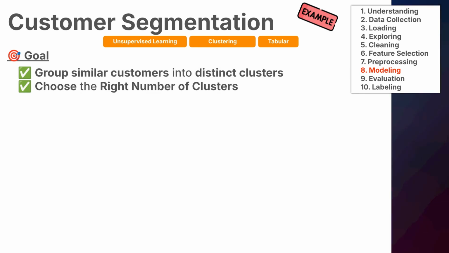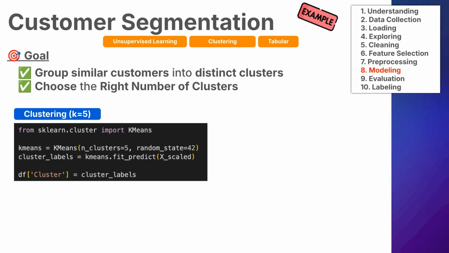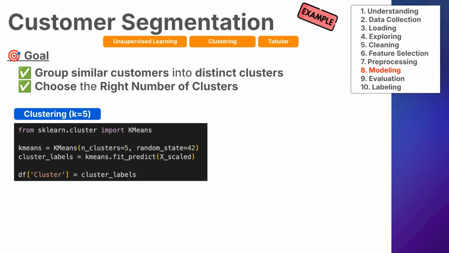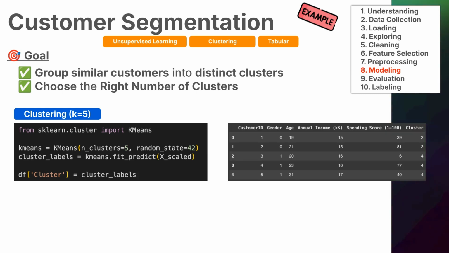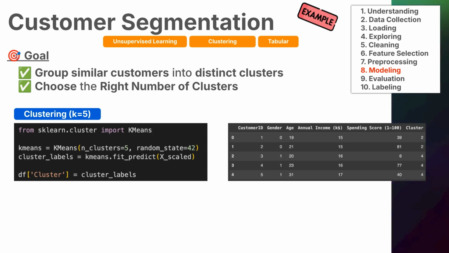Let's group customers into 5 distinct clusters based on their age, income, spending behavior, and gender. This code fits the k-means model to the scaled data. Assigns each customer to one of the 5 clusters. Also, a new column cluster is added to the data frame, representing each customer's cluster assignment. Now let's check the data table, and each customer is labeled as belonging to cluster 0, 1, 2, 3, or 4. We can analyze or visualize each group to understand the shared characteristics within them.